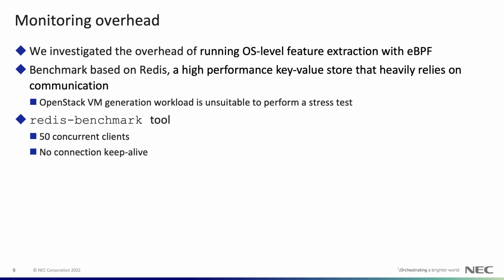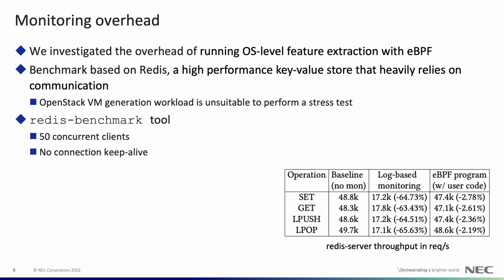One of the requirements of syslrn is the minimization of the monitoring overhead. We investigated the overhead of running OS level feature extraction with BPF using a micro benchmark. We selected Redis, which is a high-performance key value store that heavily relies on communication. We selected a different target application because the OpenStack virtual machine generation workload has a number of service requests over time which is too low to perform a stress test. We generated a workload using a Redis benchmark tool, using 50 concurrent clients and disabling connection keep alive, so that we can ensure that connection operations are executed at each request.